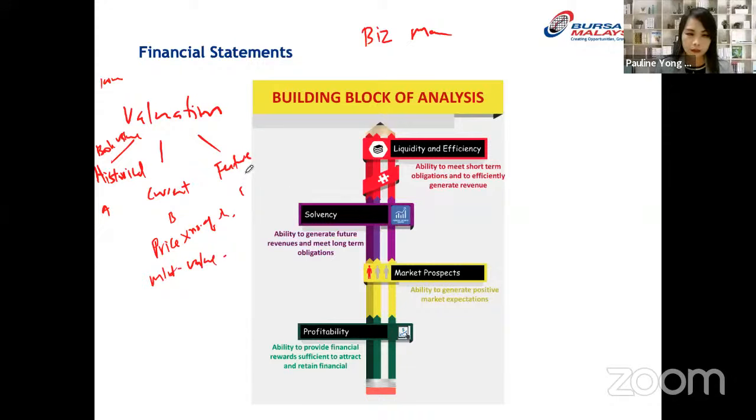And the last one is the future value. Can anybody tell me what could be the future valuation of the company? Anybody? By looking at the future.